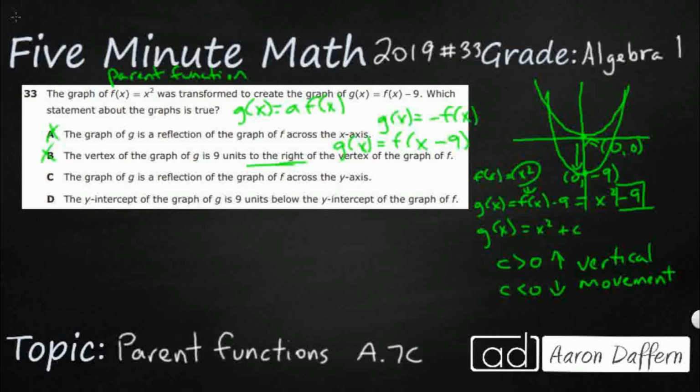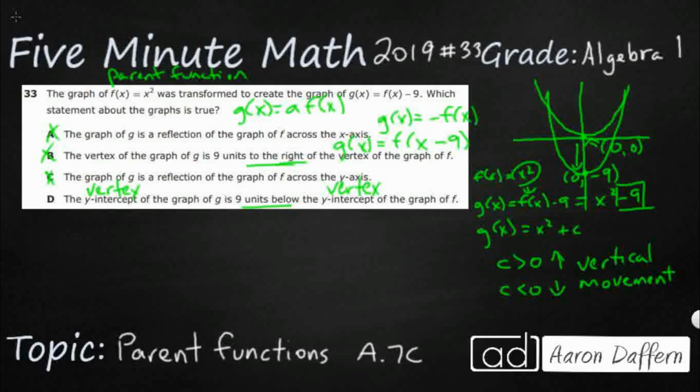C, the graph of g is a reflection of f across the y-axis. Well, that is not even anything we worry about here. It's already symmetric about the y-axis. And then D, the y-intercept of the graph is 9 units below the y-intercept. Well, the y-intercept in both of these happens to be the vertex. So it's a different way of saying it, but yes, the vertex moves down 9 units.